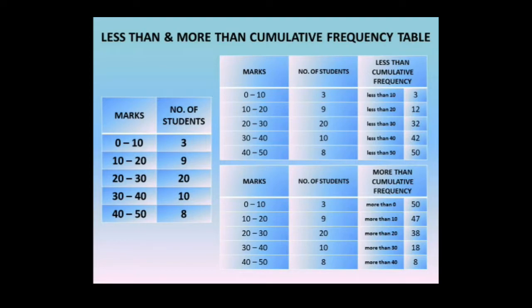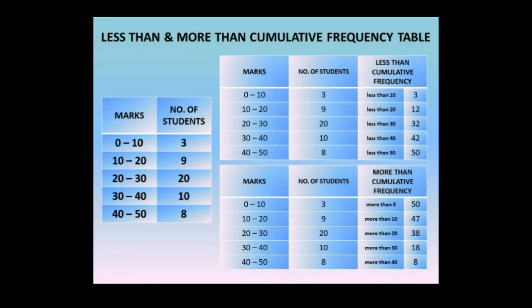Now we are going to write the cumulative frequency. Less than 10, you can see that 3 students have got marks less than 10. When you take less than 20, it is going to be students who got marks between 0 to 10 and students who got marks between 10 to 20. So it is going to be 3 plus 9, that is 12. Then when you take less than 30, it is going to be students who got marks between 0 to 10, then 10 to 20, then 20 to 30, all put together. So we are going to have 3 plus 9 plus 20, that is 32.